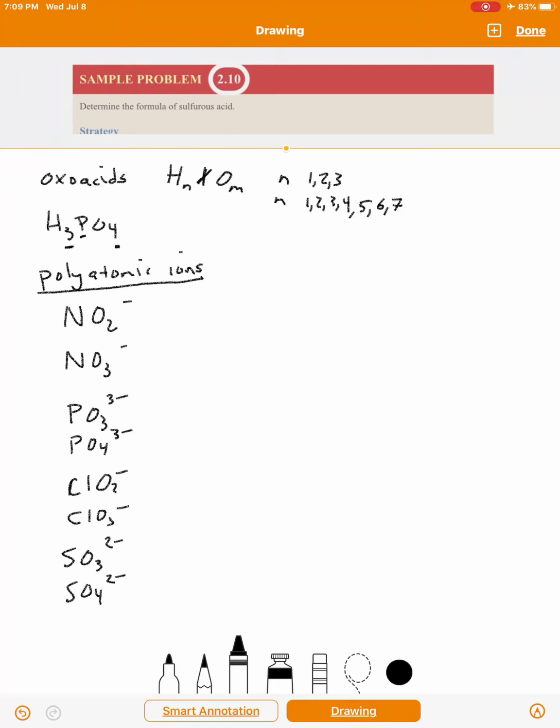Now I'm going to put the names down. So when we say, oh, you should memorize the polyatomic ions, what that means is if you see this formula, NO2 minus, you should know that's called nitrite. Or if you see the word nitrite, you should know that that's NO2 with a negative charge. Okay? Now pay attention to the pattern that is emerging here.